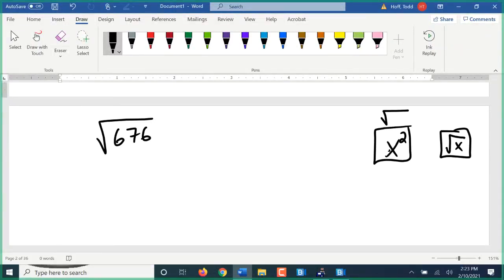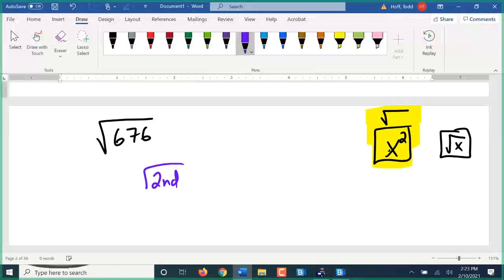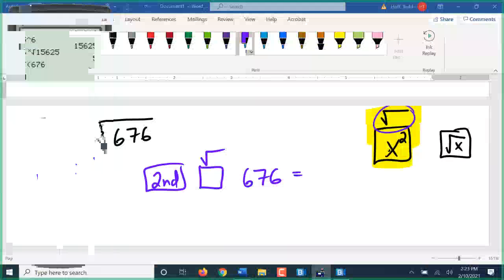Both of those keys, depending on which key you have, actually work slightly differently. If you have this key here, what you'll do is you'll hit second. So that gets you to the square root. Then you press the key with the square root above it. Then you would type in the 676. That's how it works on my calculator. Second, square root, 676, and I hit enter. I get my result of 26.